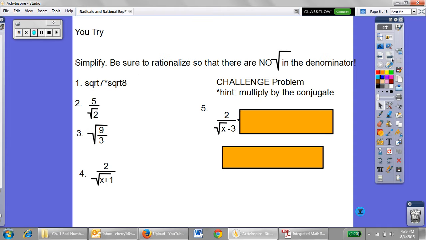Okay, you guys go ahead and try these 4 problems here. If you'd like to try the challenge problem, this is a good one to do as well.